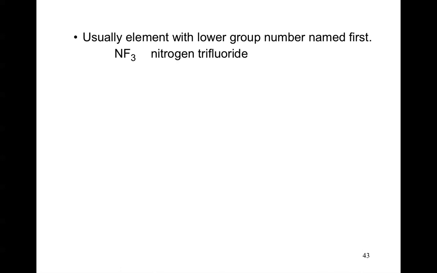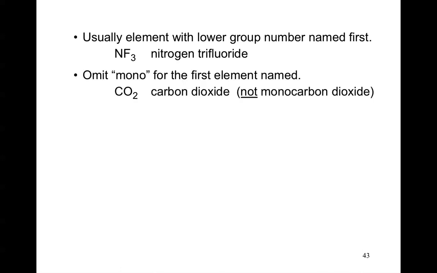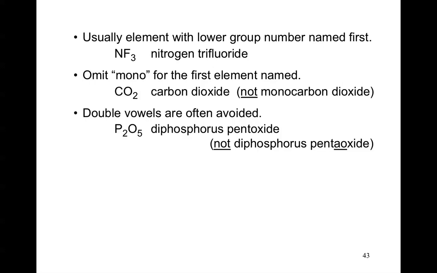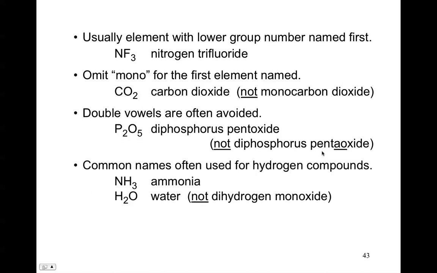All right, so in addition, the order of the elements. Generically, we put the element that's furthest to the left in the periodic table first. So we put N in front of the fluorine in NF3, and we would call this compound nitrogen trifluoride. This we've already mentioned. You omit mono from the first element if there's only one, and we remove the first vowel if we have double vowels. So we would say diphosphorus pentoxide, not diphosphorus pentaoxide.